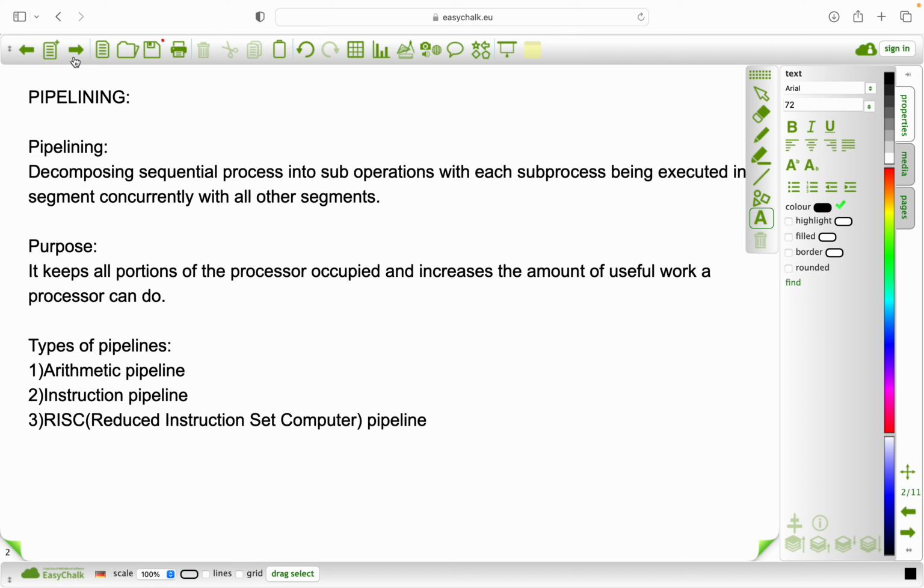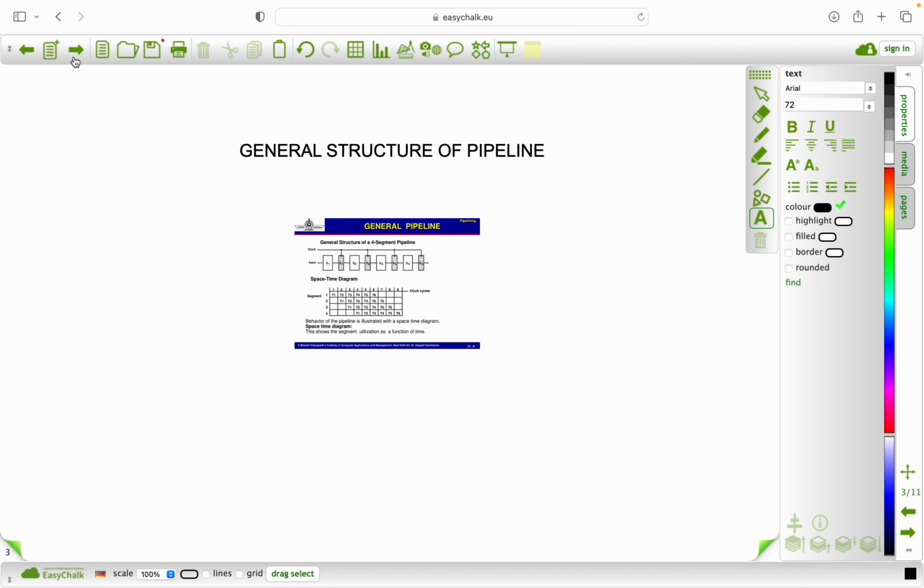Now, what is the purpose? The purpose of this pipelining is to keep the processor occupied, that is, to utilize the maximum efficiency of the processor. We use this pipelining. Now, what are the types of pipelines? There is arithmetic pipeline, there's instruction pipeline, and it's also reduced instruction set computer pipeline. But today we're going to discuss arithmetic pipeline.